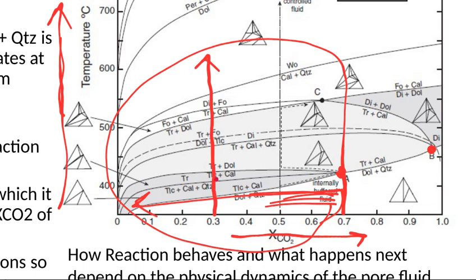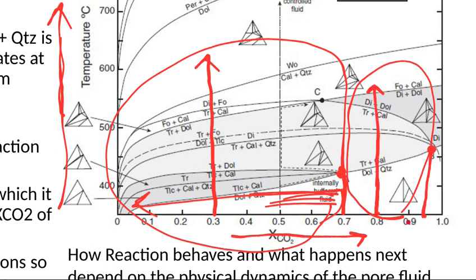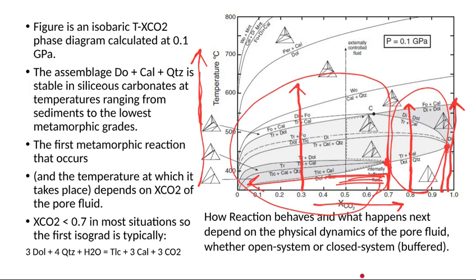This sequence will take place. If XCO2 is 0.7 to 0.97, this region will be the result. Like if the XCO2 is 0.8, you increase the temperature, first dolomite plus quartz will become tremolite plus calcite. If XCO2 is greater than 0.97, these reactions will take place when you increase the temperature. This is the basic understanding of this diagram. Everyone got it?